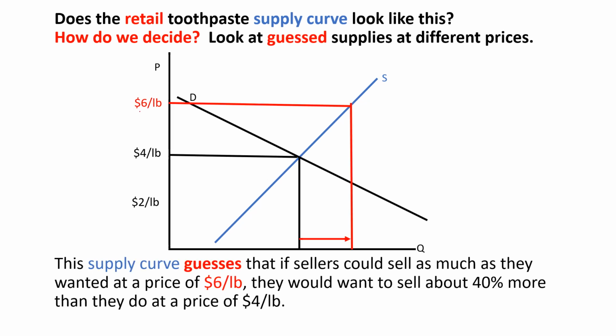The supply curve guesses that at a price of $6 a pound, if they could sell as much as they wanted, they would move out along their supply curve out to this point here. That means that they'd be offering for sale this amount more of toothpaste.